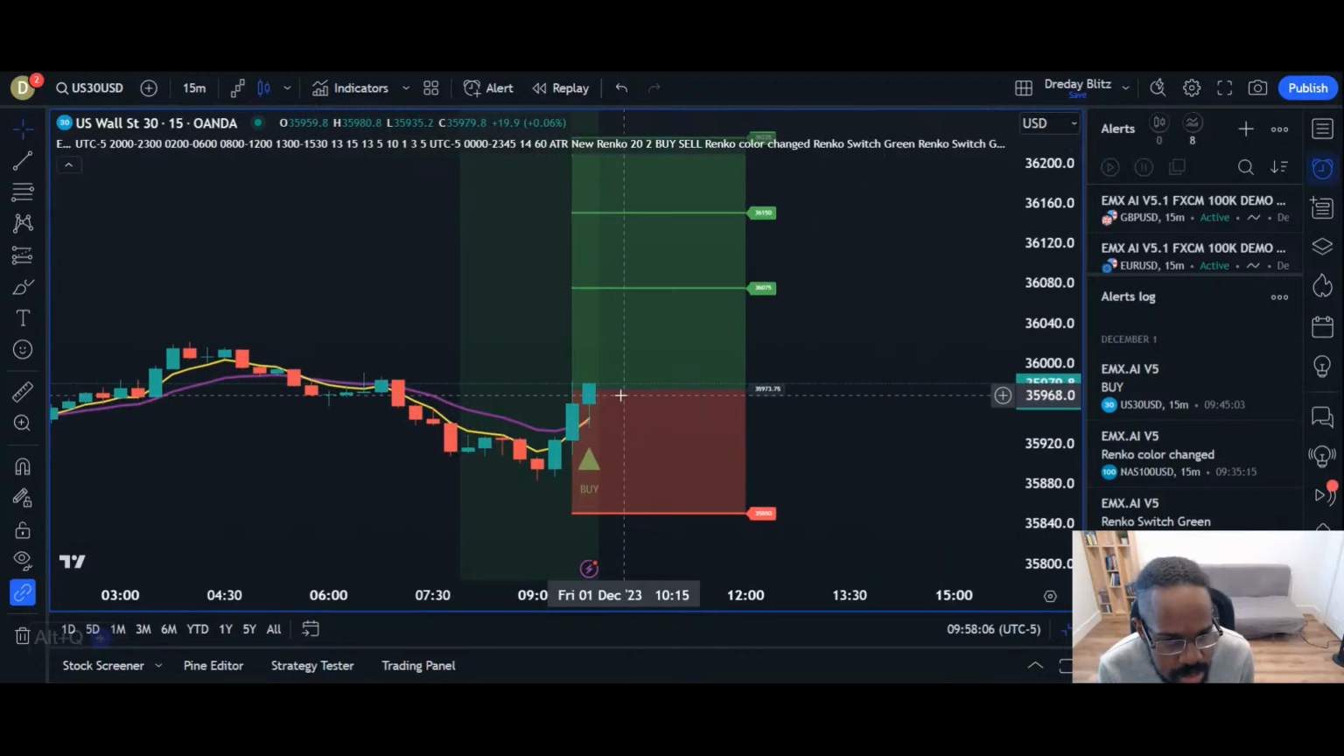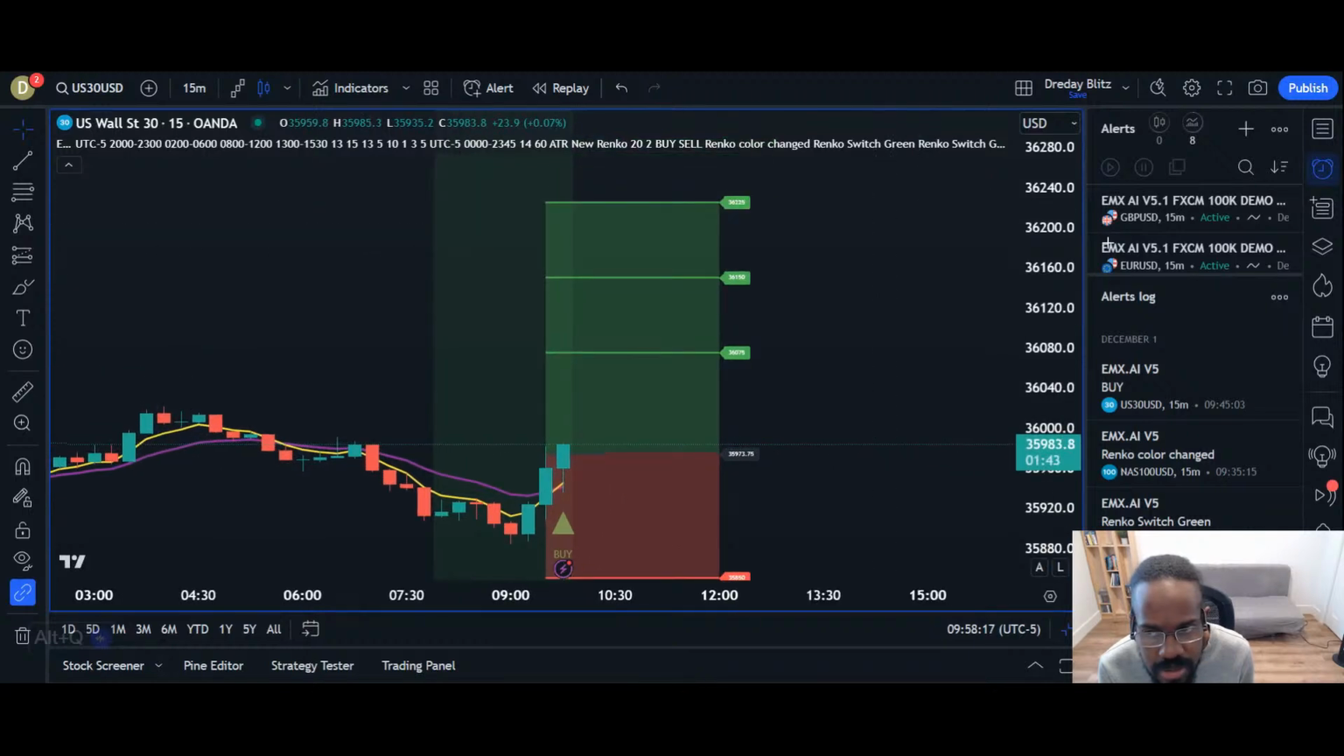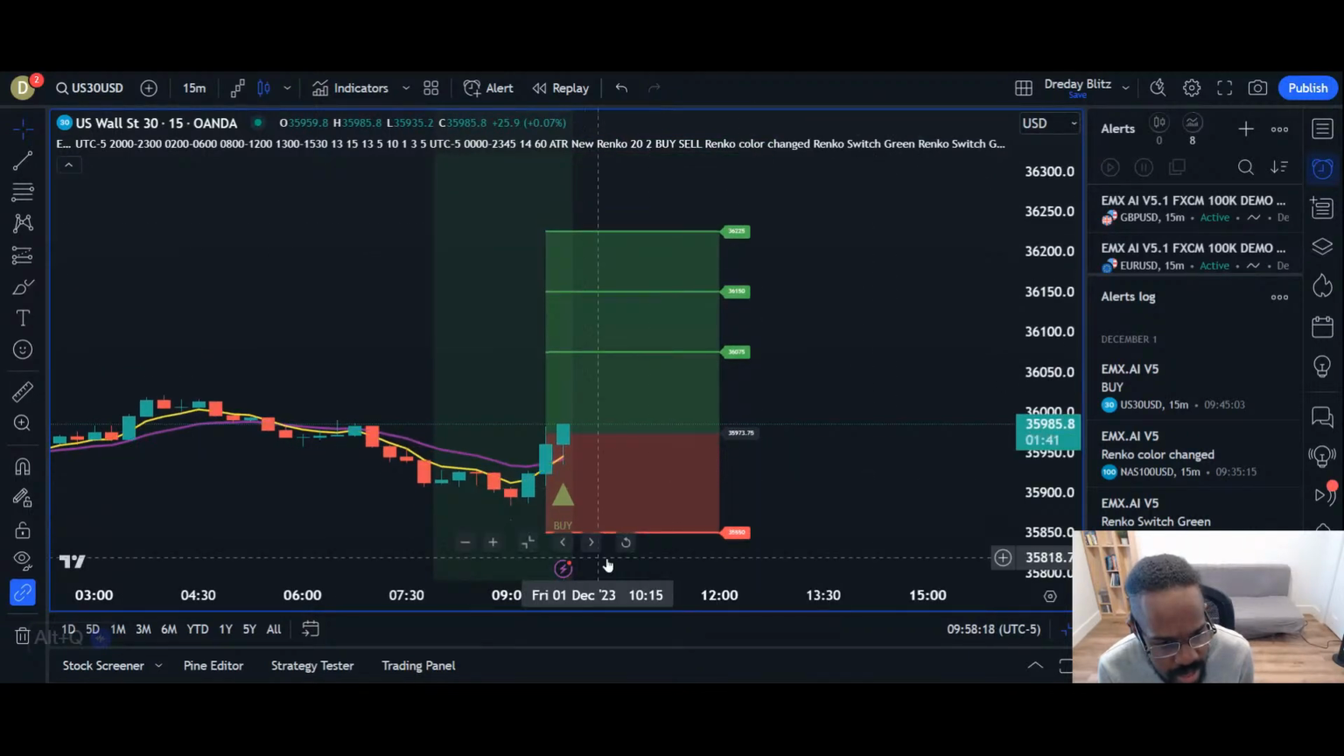You see, you have the price of where the actual signal triggered. Okay, so this is your price, and then you have your TP zones here and your stop loss.